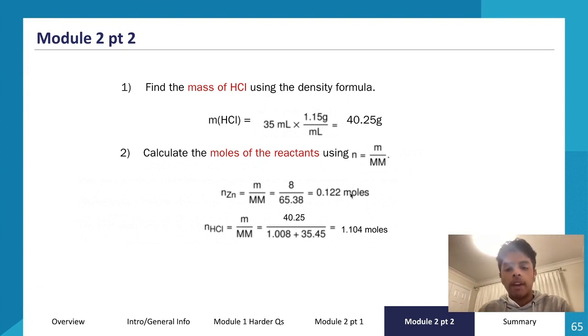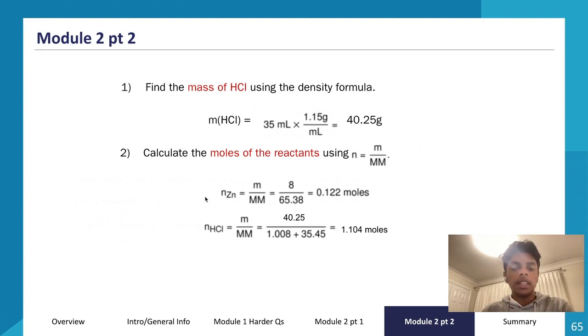How many moles do I have though? I have 1.104 moles, right? So I have an excess of around 0.9 moles. So what is my limiting reagent? Well, zinc is my limiting reagent because zinc runs out first, and HCl will have an excess. We have too much HCl, so HCl will become an excess. So there'll still be HCl remaining after the reaction comes to an end.